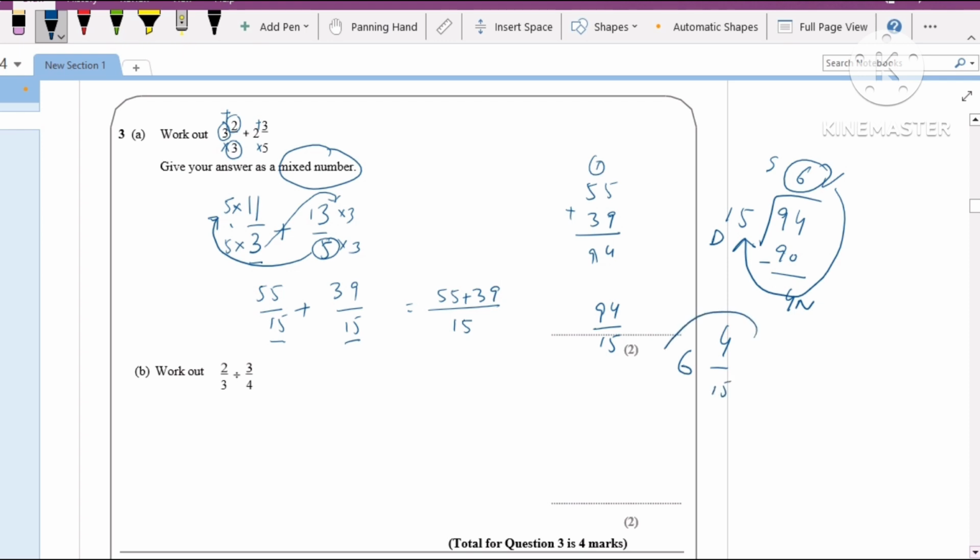So read the question carefully, because in the question it's mentioned that you have to give the answer in the form of a mixed number, so you have to write down the answer in the form of a mixed number. So now, look at the next question.